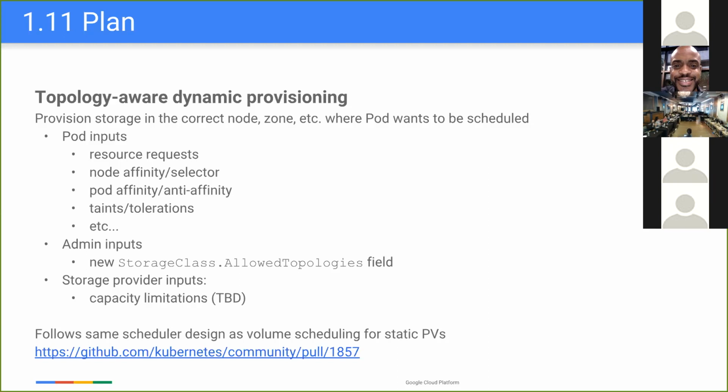And then the third input that we need to take into account is from the storage provider itself. Here, we're mainly looking at potential capacity limitations on the underlying storage. So as an example, to support local volume provisioning, we are looking at implementing an LVM-based provisioner, and every volume group on each node is going to have some capacity limits. So we need some sort of way for the dynamic provisioners for the local LVMs to be able to report the capacity they have available, so that the scheduler can take that into account when choosing the node for the pod.